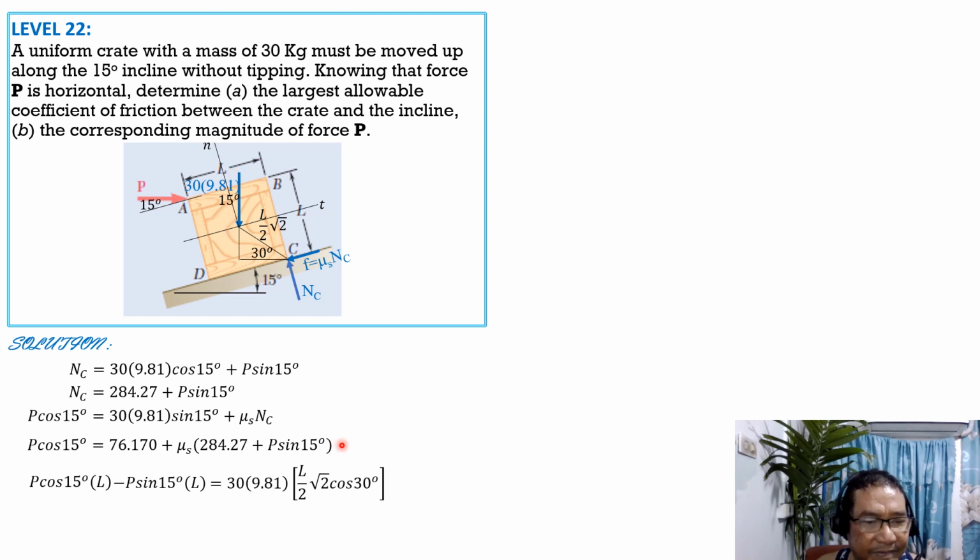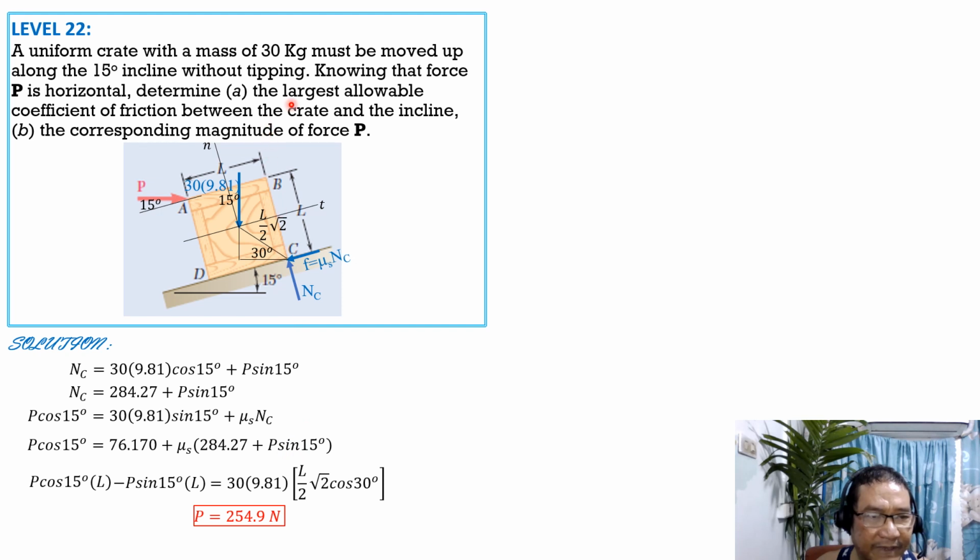So cancel out L and solve for P. So solving for P, P is 254.9 newtons. Having found P, that's the answer to part B. Then we can compute the largest coefficient of friction between the crate and the incline, and that happens when we have impending tipping and impending sliding also.